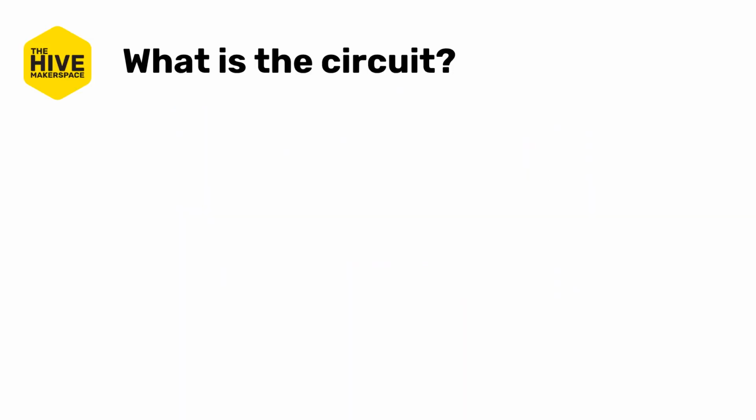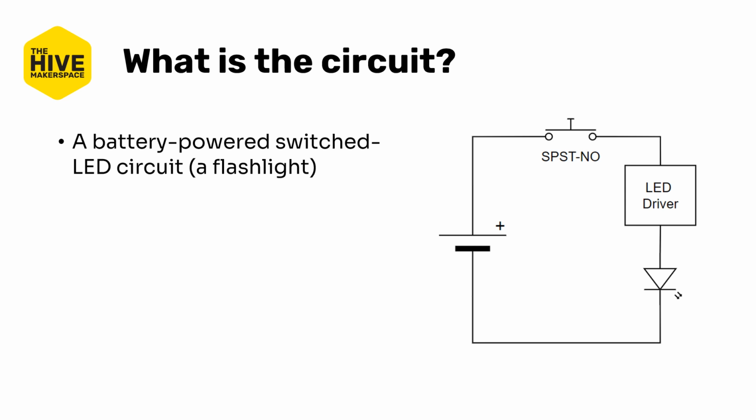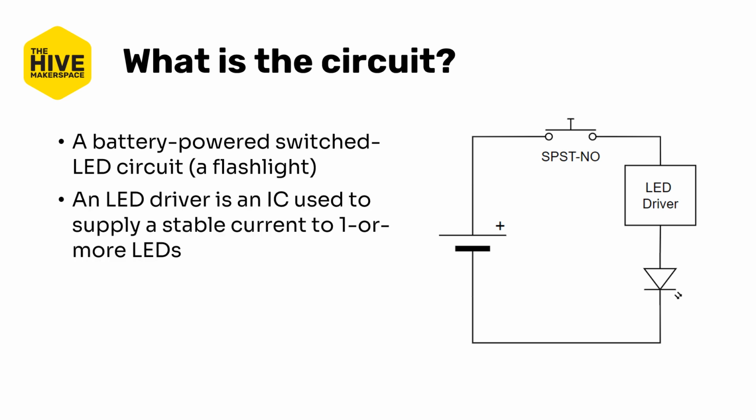So what are we actually designing a board for? It's basically a flashlight, or more technically you might call it a battery-powered switched LED circuit. We're using a chip called an LED driver that provides a fixed and stable current and voltage at the output for driving a number of LEDs, more than one. It's more stable than a battery and a resistor, and it can boost the input voltage up to drive many LEDs both in series and parallel.